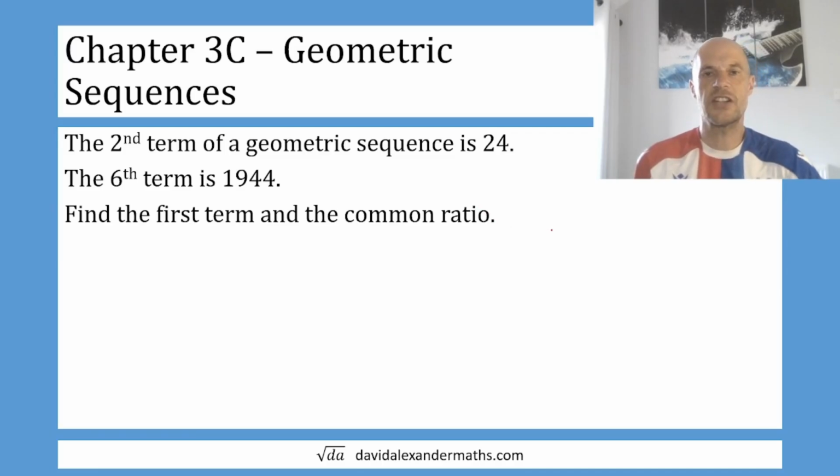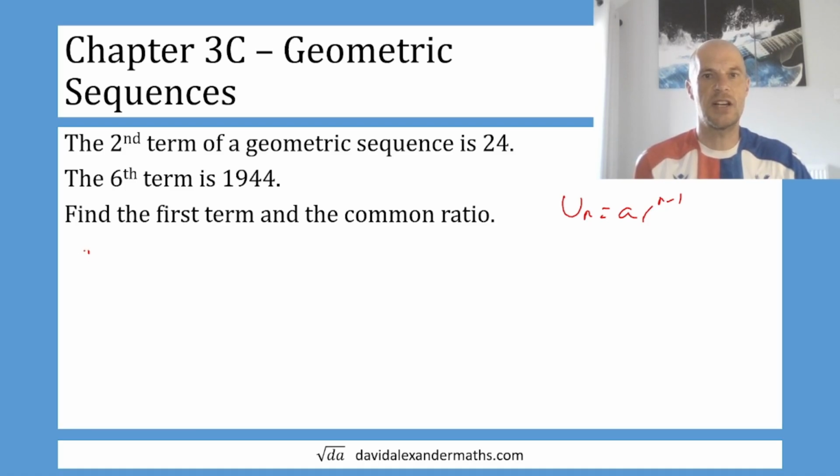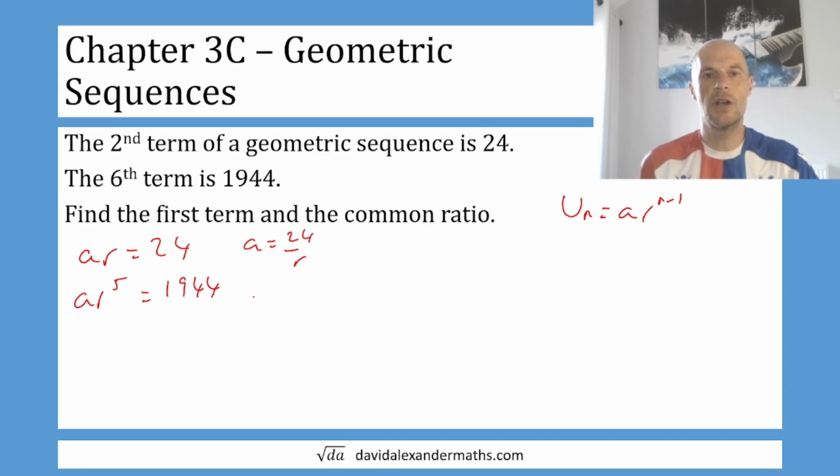Okay, so this question's not actually that difficult. It's just sort of like the wrong way round, really. So remember that the nth term is ar to the power of n minus 1. So the second term, that would be a times r. So ar is 24. And the sixth term, that would be ar to the power of 5 equals 1944. So if ar is 24, then a is 24 over r. And if ar to the 5 is 1944, then a is 1944 over r to the power of 5.